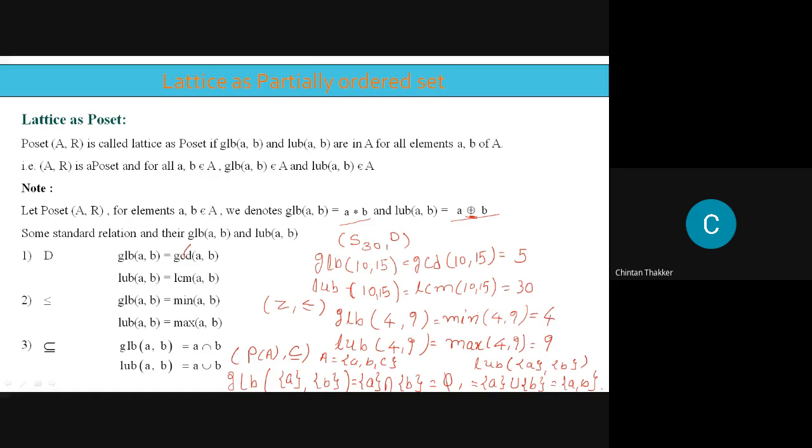So when we have the subset relation, GLB is the intersection and LUB is the union. Mostly we use these three relations because we know that (S, divides) is always a poset. For less than or equal to, it is always a poset. P of A with subset is also a poset. So mostly we use these three relations for checking lattice.